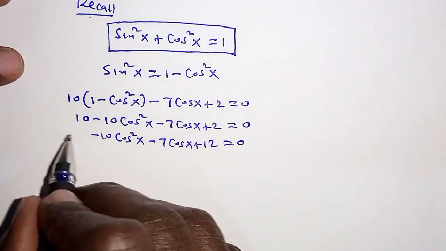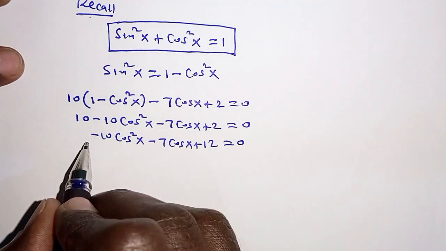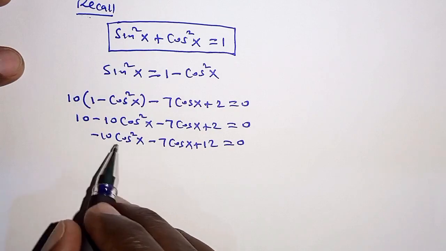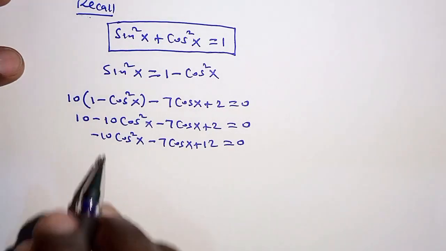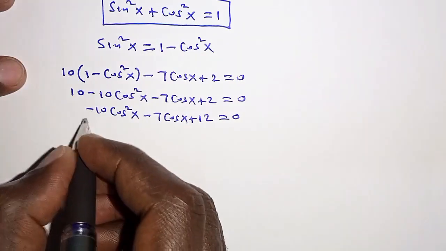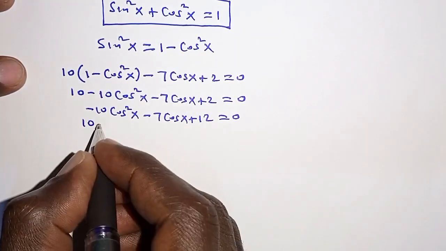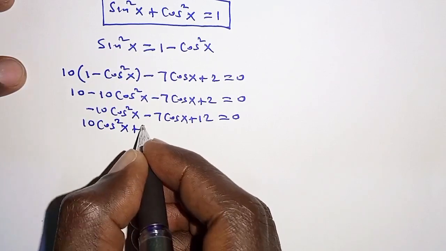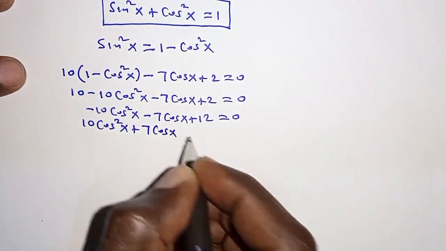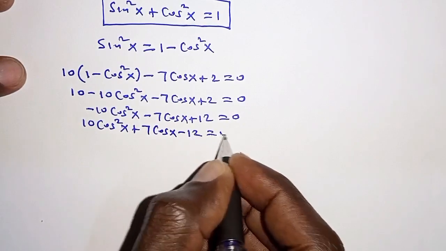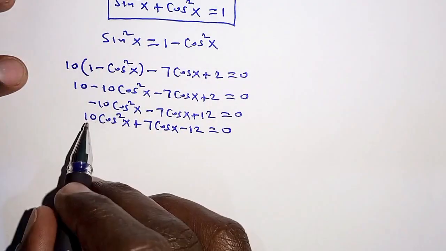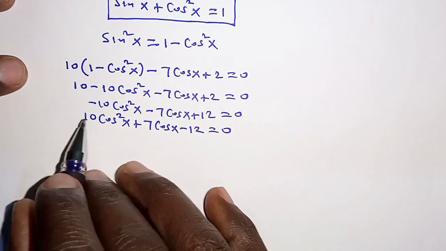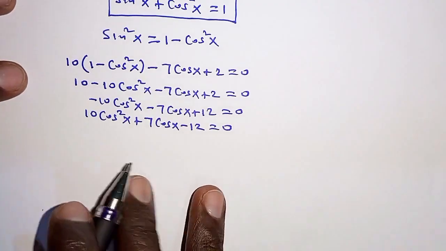We can decide to multiply all through by negative 1 just to make the coefficient of cosine squared of x positive. So we'll have here 10 cosine squared of x plus 7 cosine of x minus 12 is equal to 0. So at this point, we have already achieved an equation in terms of cosine only.